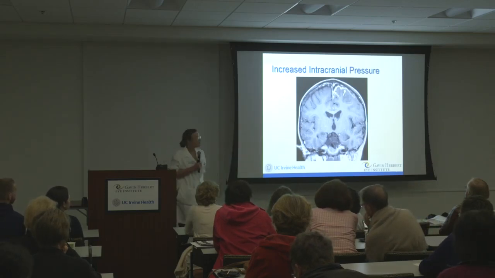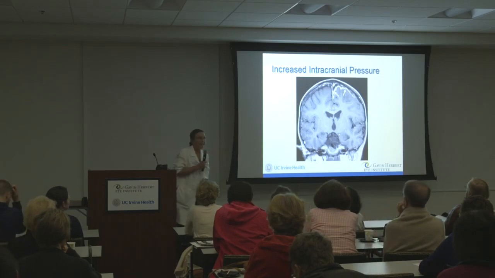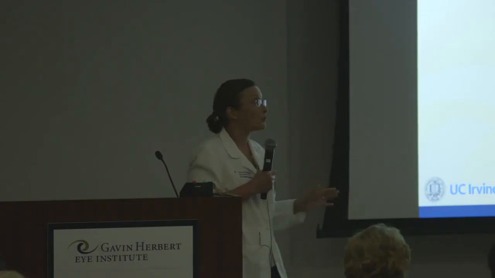Let's say that we do the MRI, and the MRI comes back perfectly normal. Then we don't have an explanation for the optic nerve swelling. So what we can do is, when we do the spinal tap, we measure the opening pressure. So we measure the pressure of the fluid. If the pressure is too high, then we know that that's the cause of the optic nerve swelling.